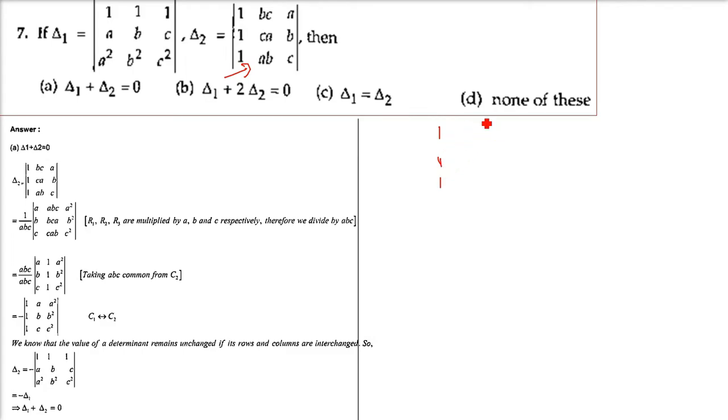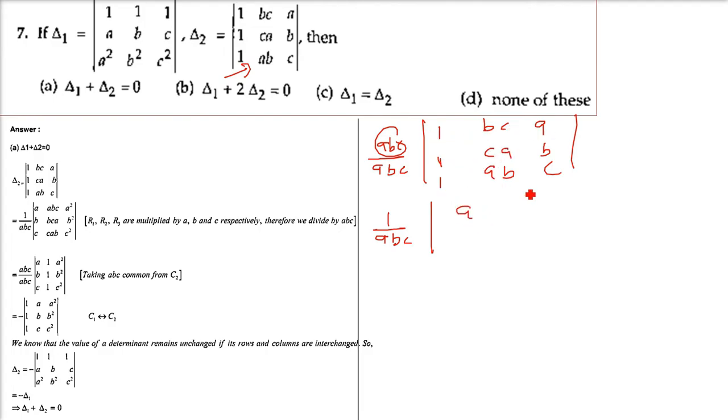So I'm just writing it: 1 1 1, BC CA AB, then A B C. So ABC multiplied, ABC divided. I am taking A, multiplying it with the first row, B multiplying with the second row, and C multiplying with the third row. So in the first row we get A, ABC and A squared. Multiplying the second row with B, we get B, ABC and B square. Multiplying the third row with C, what do you get? C, ABC again, and then C square.